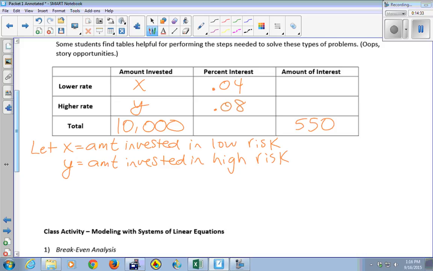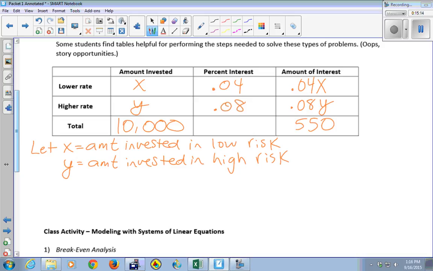So how do you figure out, based on how much you invest and an interest rate, how much money you make? You multiply, yeah. So that's how interest works. You take the amount you invest and you get a percentage of it, right? So you earn 4% every year. So at the end of 1 year, you just take your percent, multiply by the amount you invested, and that's the interest that you make, 0.04x. And then you do the same thing for the higher rate, 0.08y.